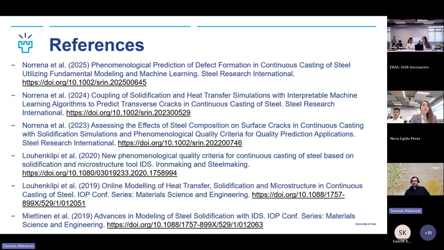And here are some references, if you are interested in how to couple these IDS and TempSimu calculations to machine learning and quality prediction. I also encourage you to take a look at the recent articles by Julius Norrena. There are 3 different journal articles that are already published on that topic. So please have a look if you are interested in these.